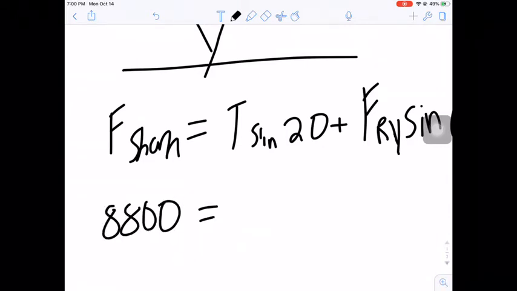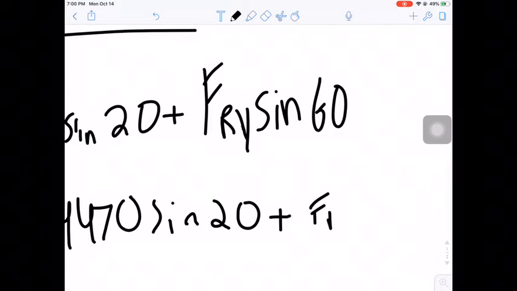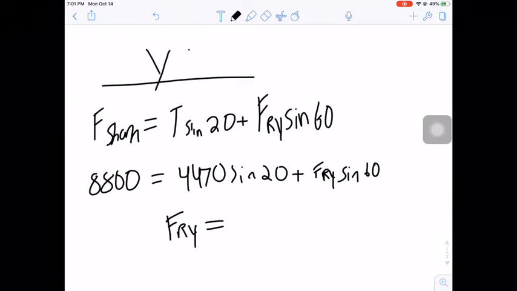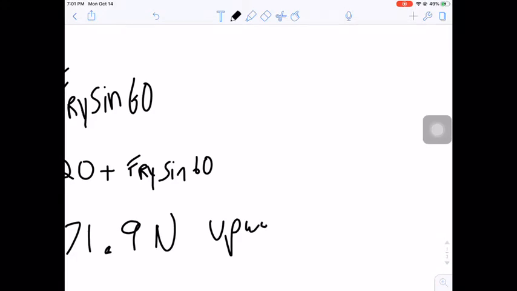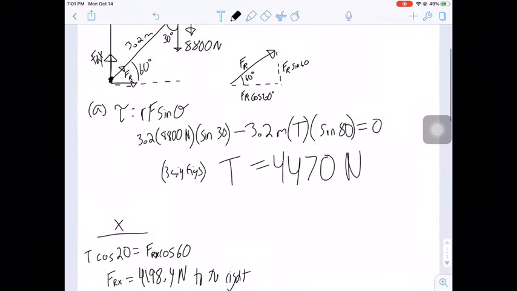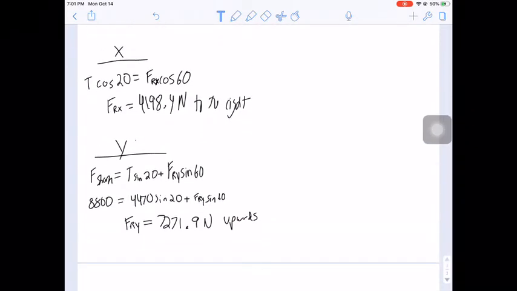It is equal to 4,470 sine 20 plus FRY sine 60. Solving all of this out for the y component of the rod, we get that it is equal to 7,271.9 newtons. As for the direction, it'd be upwards, and that makes sense because it's positive. So those are your final answers there.